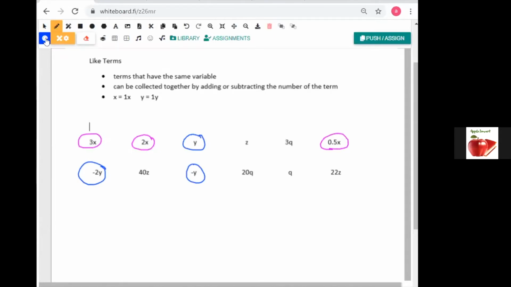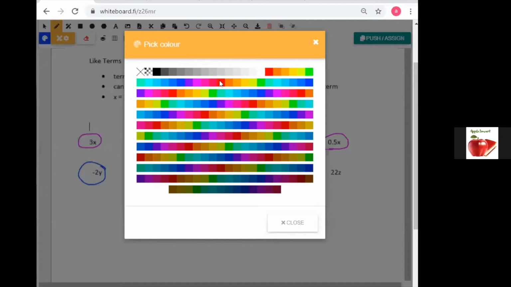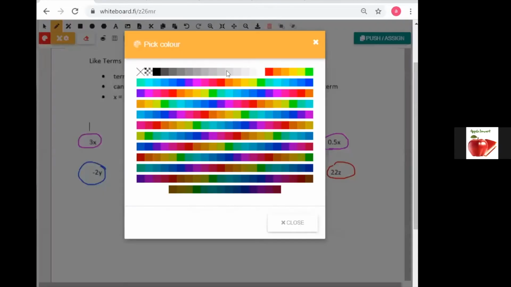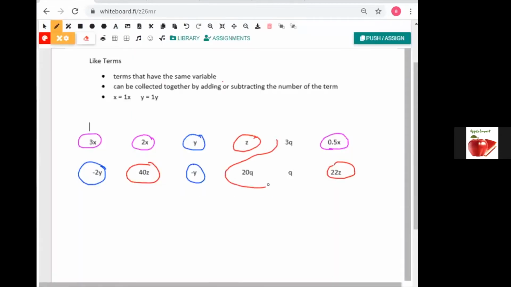And then I would say, okay, how about the z? Any like terms with the z? And so hopefully some of my students might say, yep, 40z and 22z. And then I might say, okay, anything left? Yep, there's a bunch of q's. And they are all like terms. And these are the q's. Okay, so then I might move on to the next page.